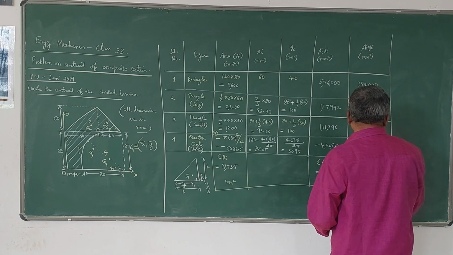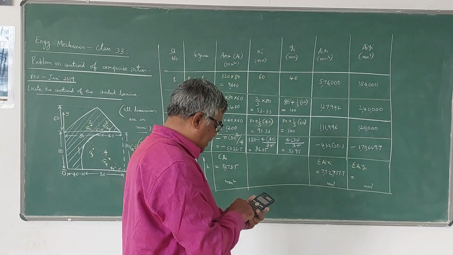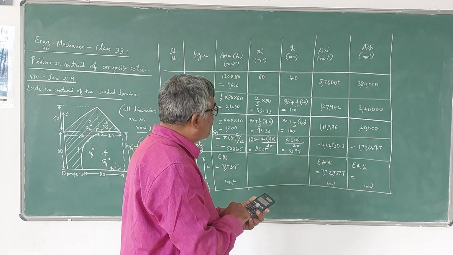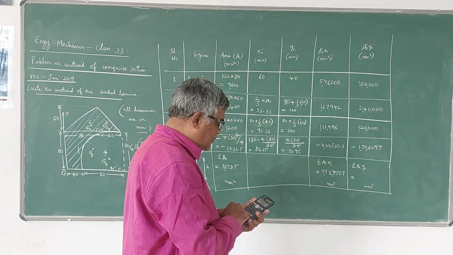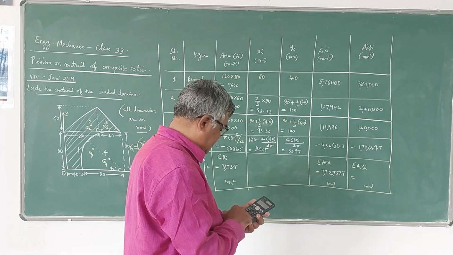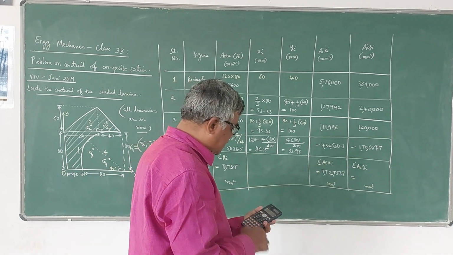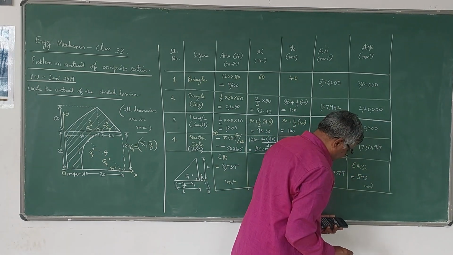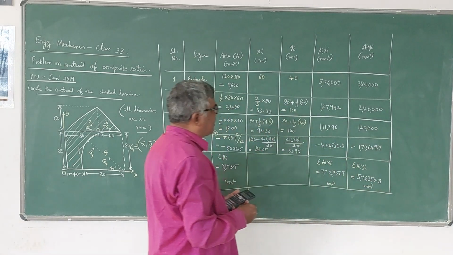Yes. Now if you add all this, last one is negative, you will get sigma AIYI. So 384,000 plus 240,000 plus 120,000 minus 170,649.7. So it comes out to be 573,350.3. So this is the value of sigma AIYI.